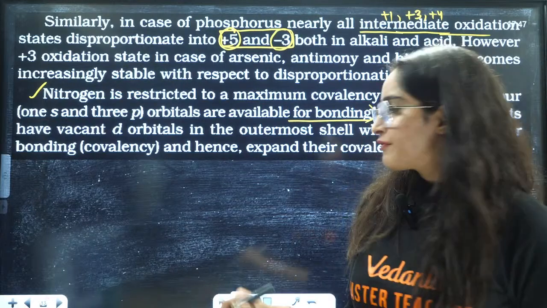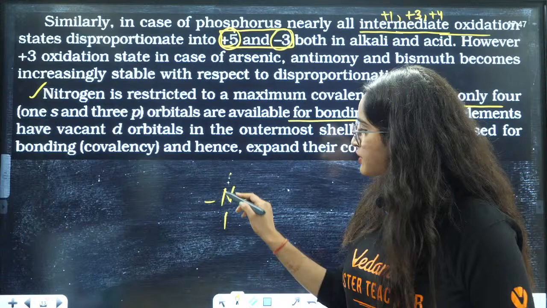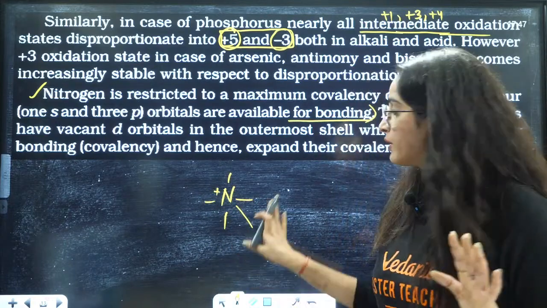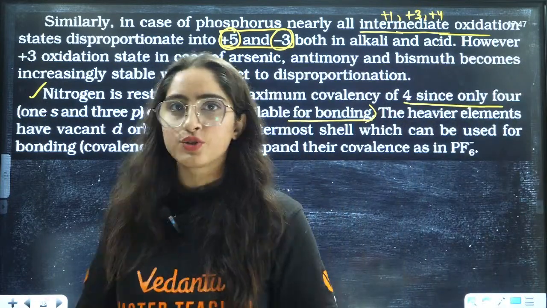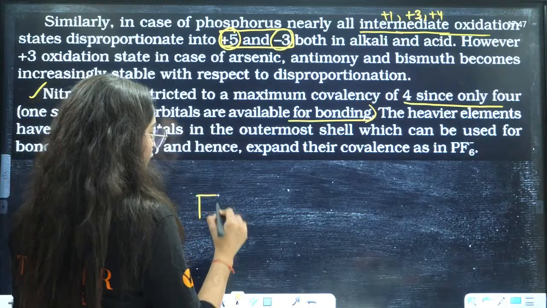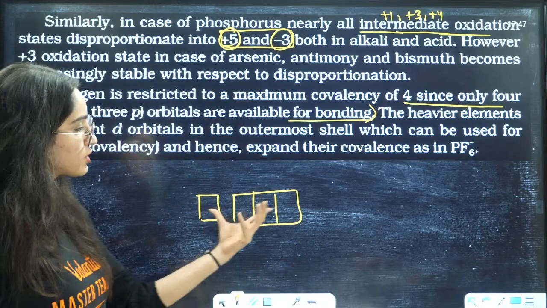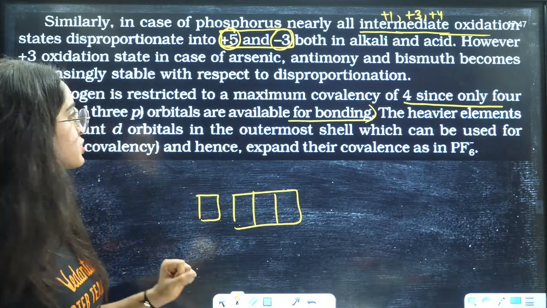Whenever nitrogen is forming 3 bonds, it is neutral. If it is forming 4 bonds, there will be one positive charge. 5 bonds is not possible. What is the reason? The reason is that it has only 4 orbitals: 1 orbital of 2s, then you have these 3 of 2p, right? That is why only 4 bonds are possible here, right?